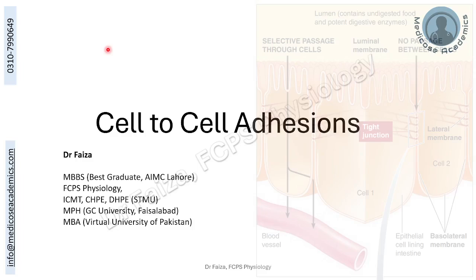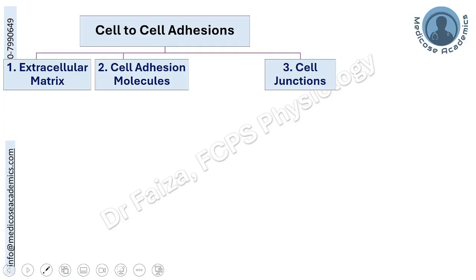Now the cell-to-cell adhesions. After you have done with the session on the cell membrane and cell organelles, let's have a look at how the cells are combined to each other and kept at their own place, or rather they keep on floating in the interstitial fluid. So these are the three components which keep the cells at their place: the extracellular matrix, some cell adhesion molecules, and some cellular junctions.